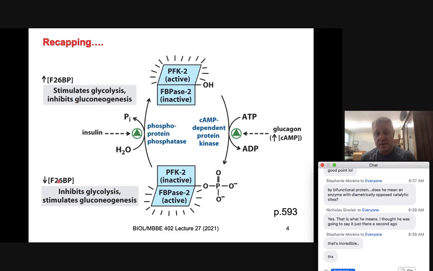Vice versa in regards to the decrease of the 2,6-bisphosphate, which inhibits glycolysis and stimulates gluconeogenesis due to a simple phosphorylation in regards to the utilization of the glucagon hormone, the consumption of ATP, and increasing cyclic AMP through the adenylyl cyclase through the GPCR. So again, that's a recap.